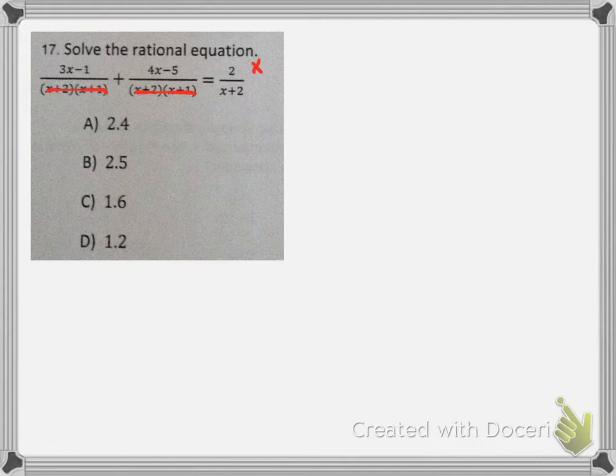and if you would put an x plus 2 and x plus 1 up here, you would notice that the x plus 2's would cancel out, but that x plus 1 would still be up there. Basically all you're going to have to do is add these things together on the left side, and then on the right hand side you're going to have to multiply that 2 times the x plus 1. So I'm going to do that real quick.